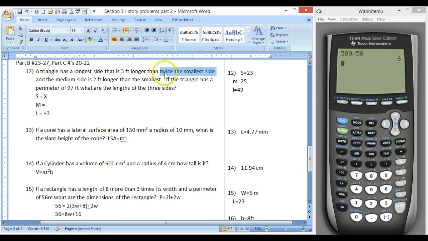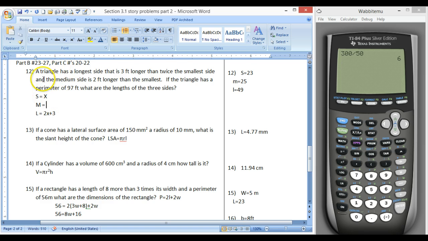Then twice the smallest. Twice means to double something or multiply it by 2. So in front of this 3, that's why it's reversed, is 2 times the smallest side. Well, the smallest side I don't know, so I gave myself a variable of X.